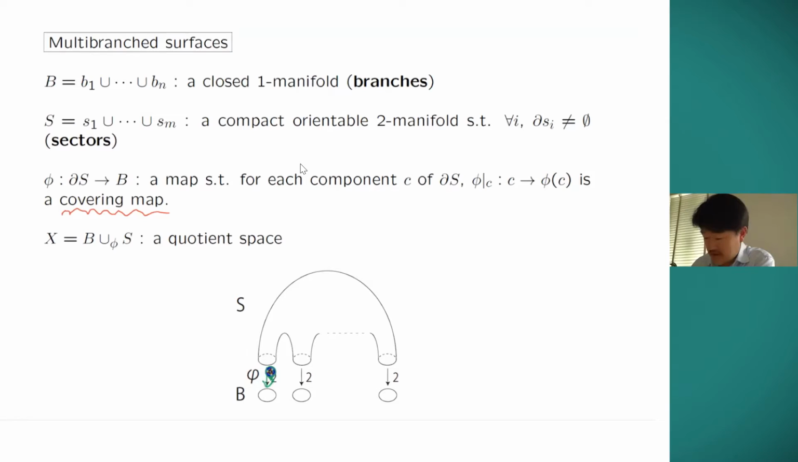So for example, this is a sector, a punctured sphere, and in this case we consider a double covering map. So this circle maps to this circle twice. Then we consider the quotient space of B union S via this covering map. We identify via this covering map. So we call this object a multi-branch surface. I think this is a natural generalization of a graph.